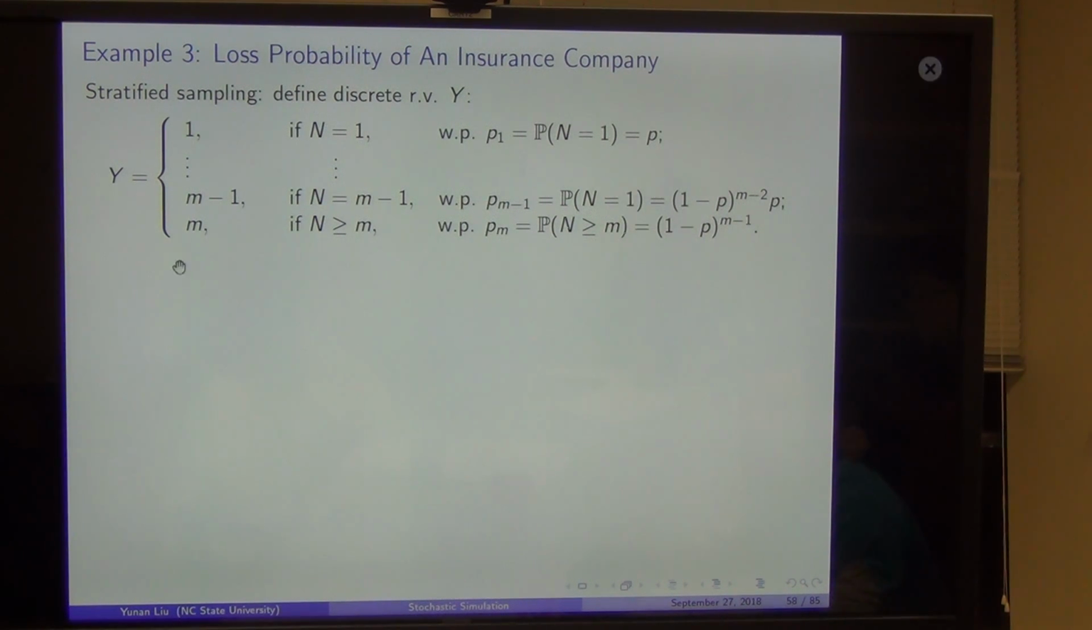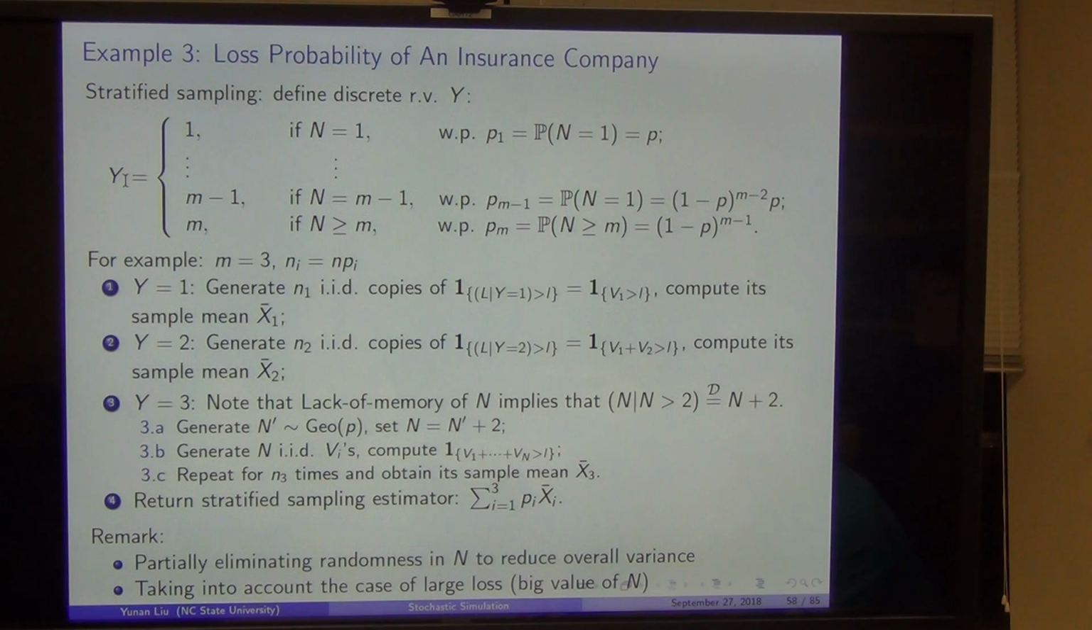Okay. The final one, you have to learn to stop, right? You can't do infinite cases. So Y equals m if n is greater than or equal to m, with the probability Pm, that is equal to the probability n is greater than or equal to m, meaning you fail m minus 1 times, and you don't know when you're going to stop. So the termination is after m minus 1, can be m plus 1, and so on. So in that way, you define a Y which has a finite support from 1 to m. You can stratify on Y.